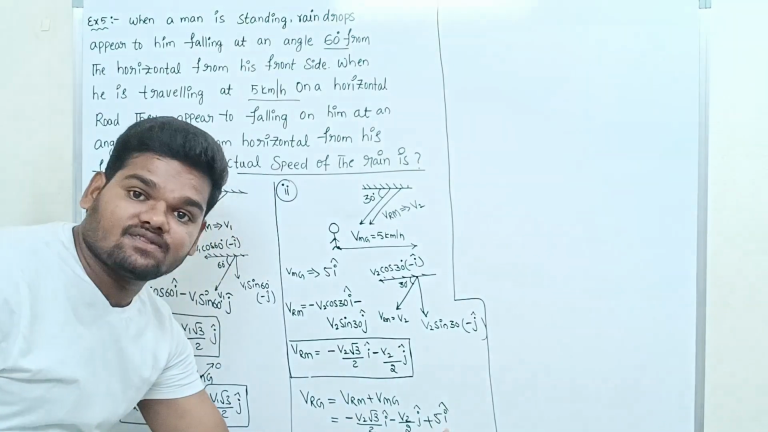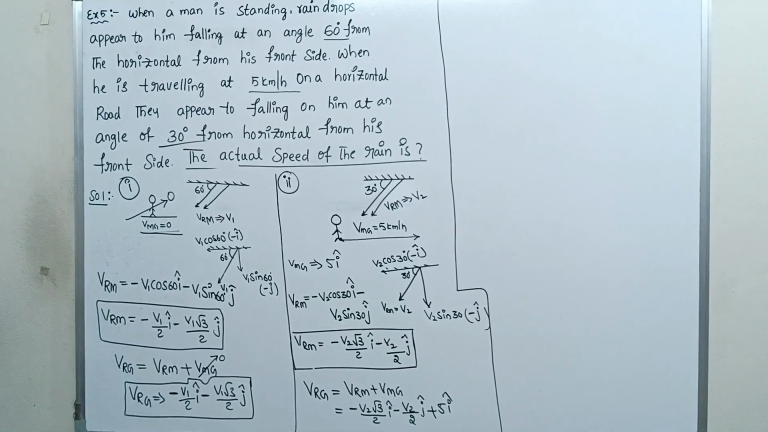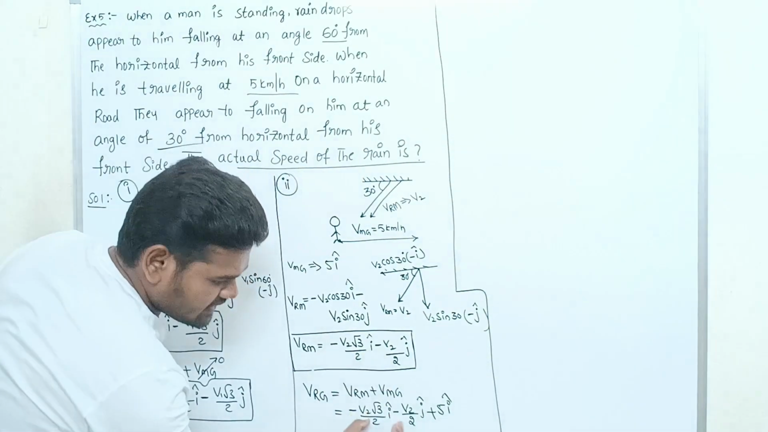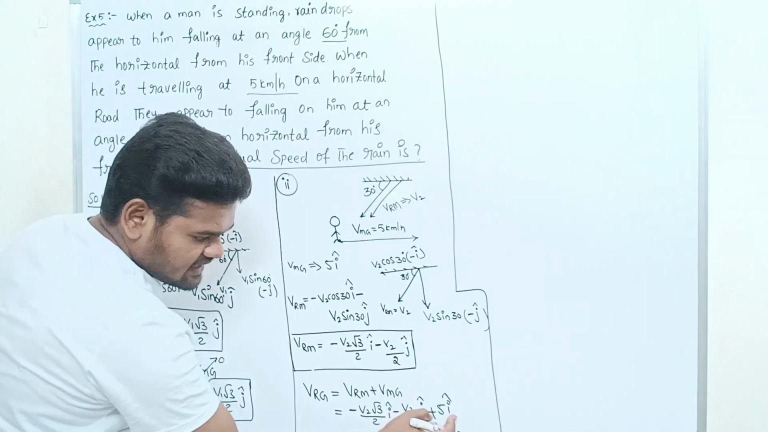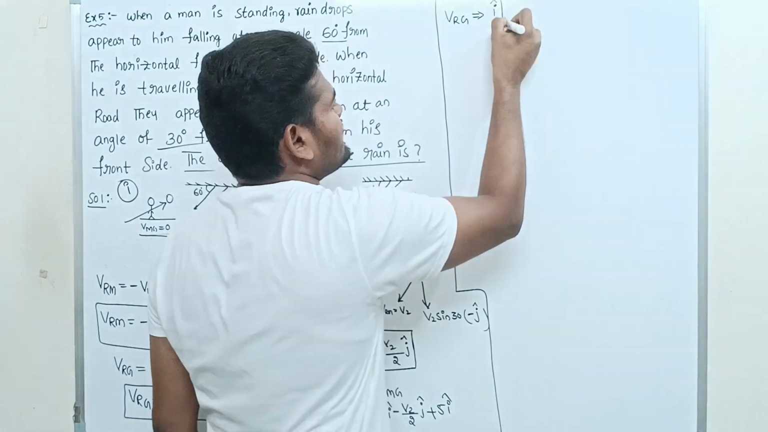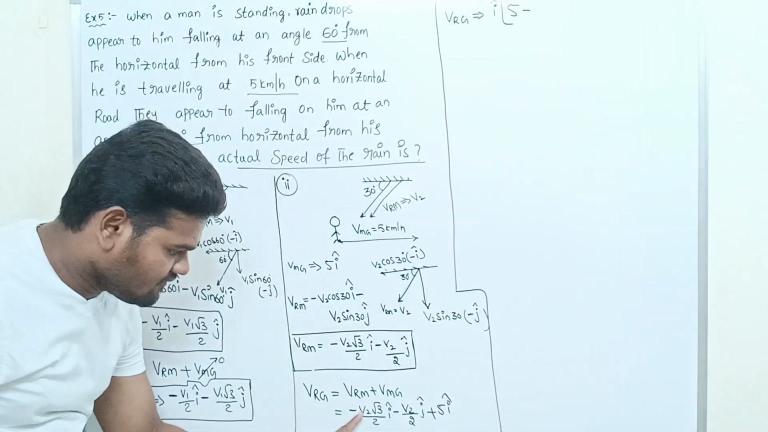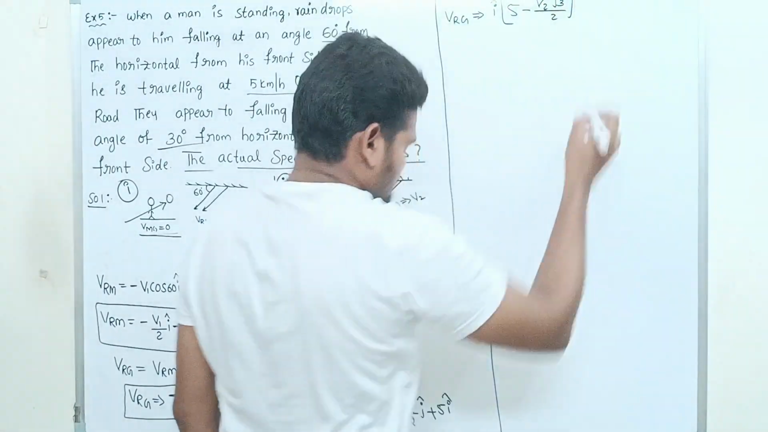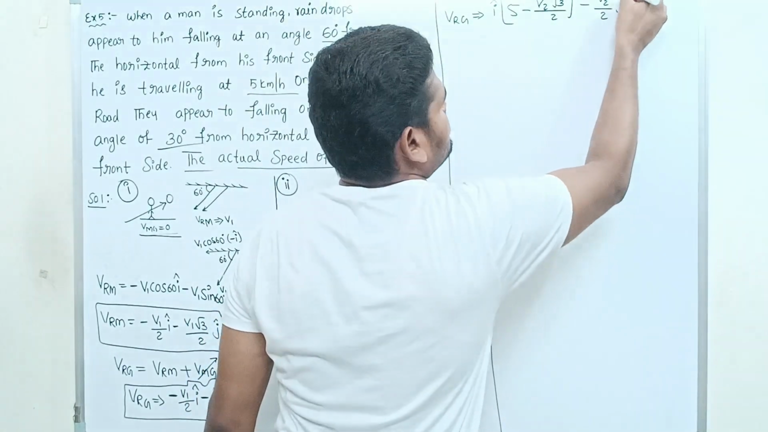Right. So from this, plus 5 i cap is there. Are you able to see the board? Okay, now it is good. So here I have written the VRM value and the velocity of man with respect to ground value. Here i cap is there, here i cap is there. So velocity of rain with respect to ground, if I take i cap common, here we have 5 minus V2 root 3 by 2, minus V2 by 2 j cap.